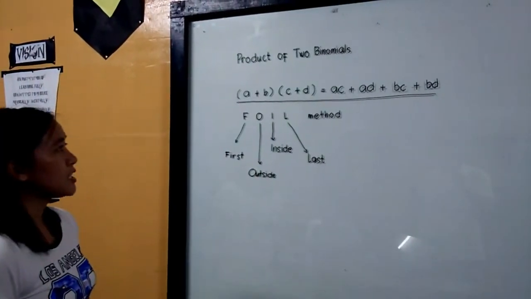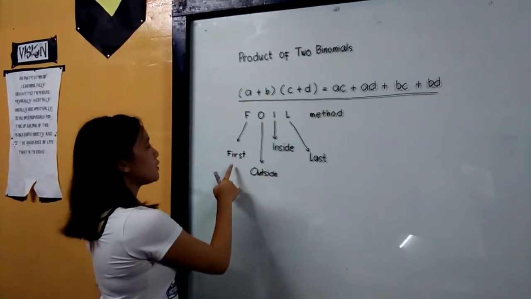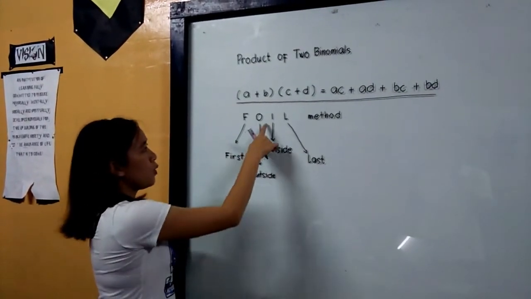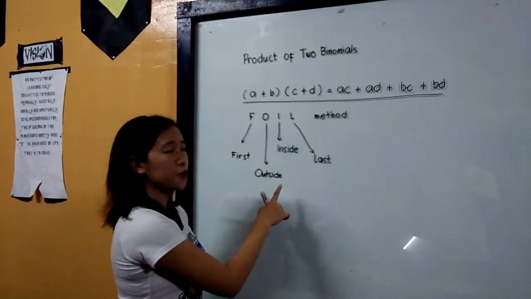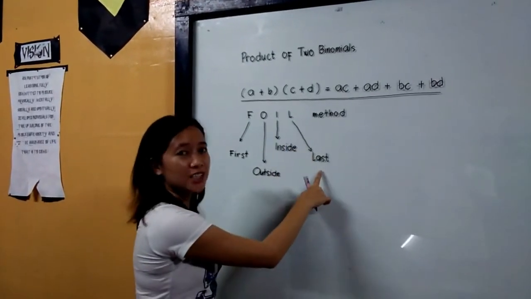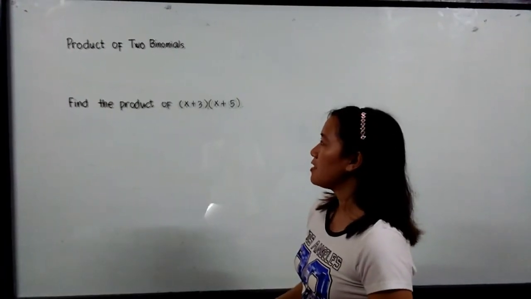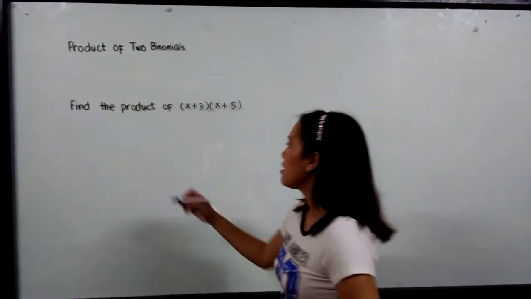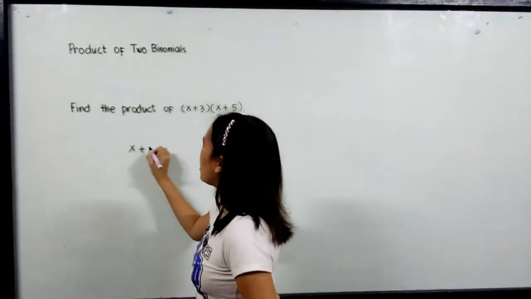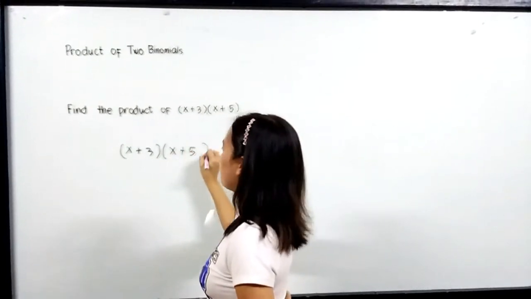This general form is sometimes called the FOIL method. F stands for first term, O stands for outside term, I stands for inside term, and L stands for last term. Here is the example. Find the product of x + 3 and x + 5. So (x + 3)(x + 5).